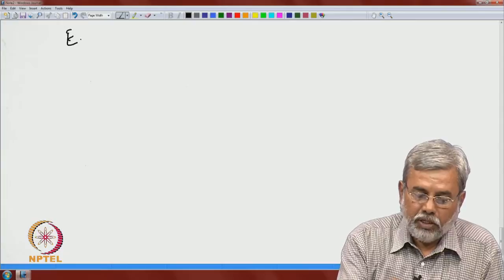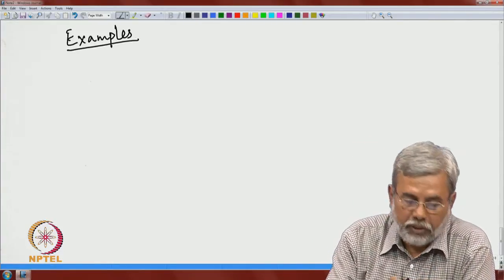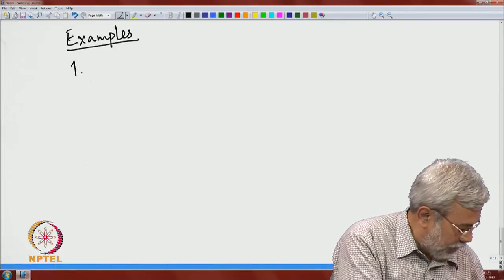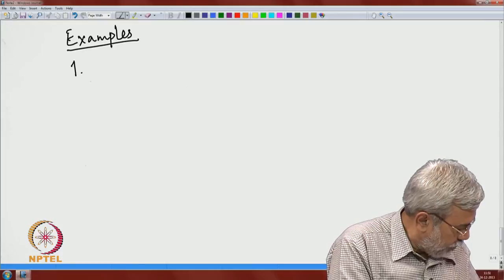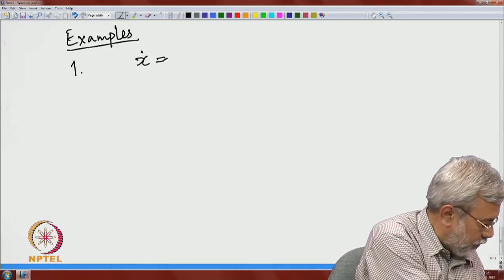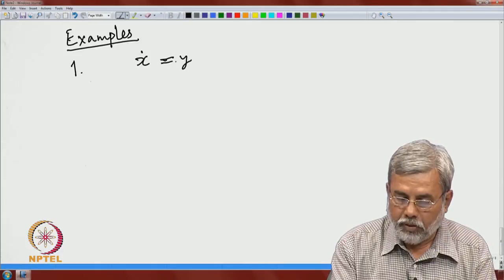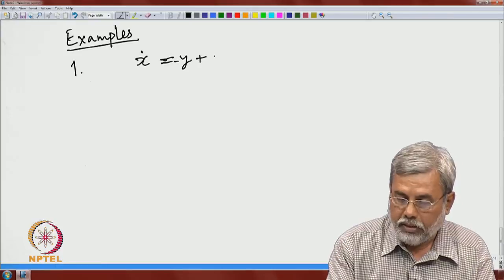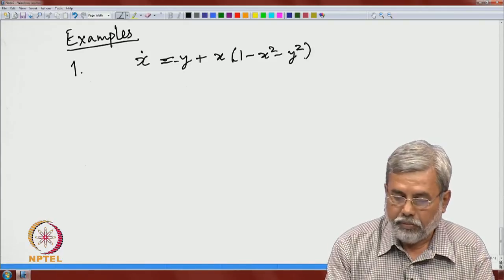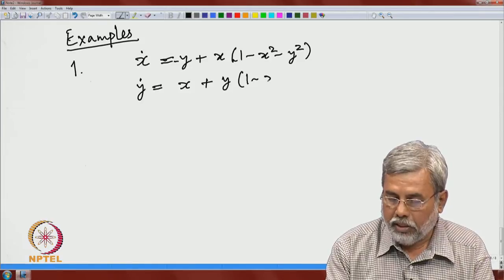Okay, so examples, so these illustrate the Poincare Bendixson theorem. So, this first one, let me just state that. So, x dot equal to minus y plus x into 1 minus x square minus y square, y dot is equal to x plus y into 1 minus x square minus y square.